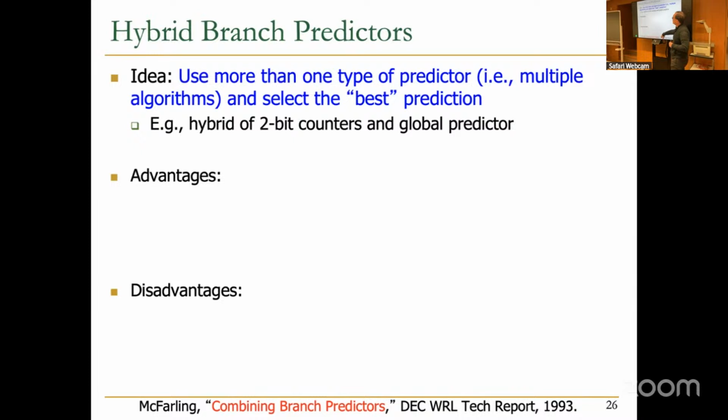In addition to proposing the Gshare predictor, he also said we need to design hybrid branch predictors, for the reasons that I discussed in the previous slide. The idea is to use more than one type of predictor and select the best prediction. For example, you can have a hybrid of 2-bit counters and a global predictor, a hybrid of global and local, or a hybrid of multiple of these, etc.